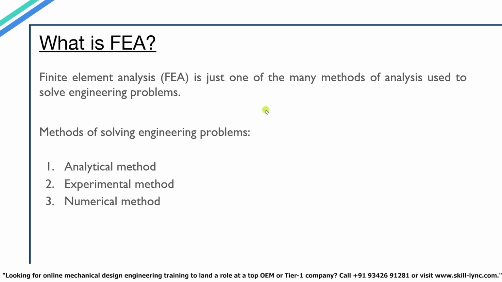In simple terms, finite element analysis, abbreviated as FEA, is just one of the many methods used to solve engineering problems. To show you how FEA differs from other methods, let us first look at the more traditional methods of solving problems that you might already be aware of. There are three main methods for solving engineering problems. The first is the analytical method, the second is the experimental method, and the third is the numerical method. Let's talk about each of them now.